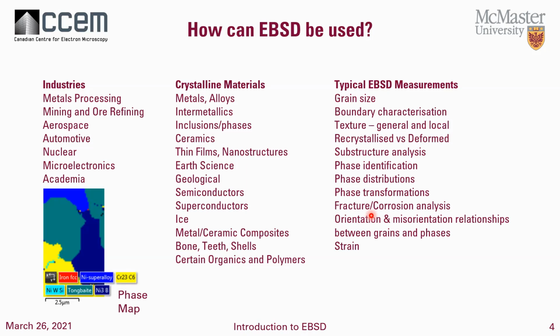And we can get a lot of different information from EBSD. So things about grain size, information about boundaries, so grain boundaries, twins, things like that. We can also look at the general texture of the material or localized texture, recrystallized and deformed materials. You can look at the subgrain structures, phase distributions and identification. You can also look at the relationships between the grains and phases and the strain state of the material.